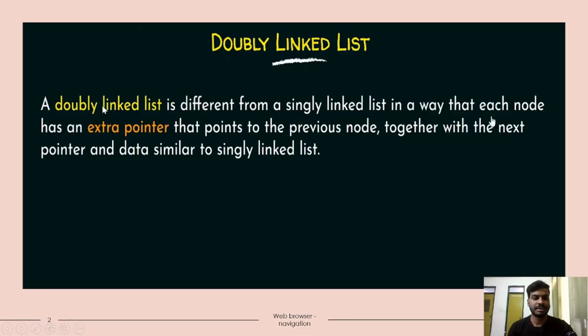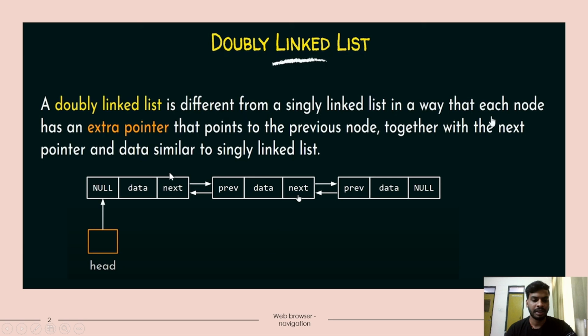A doubly linked list differs from a singly linked list in that each node has an extra pointer. In a singly linked list, we have only a forward pointer. But in a doubly linked list, we have an extra pointer that points to the previous node, together with the next pointer and data, similar to the singly linked list: data and next pointing to the next node, and also a previous pointer pointing to the previous node.